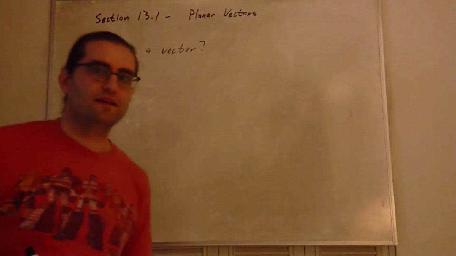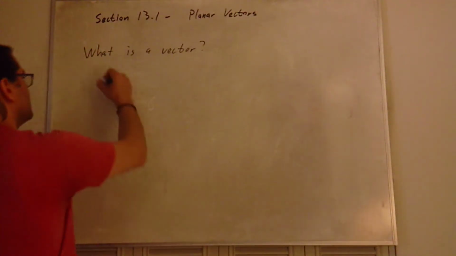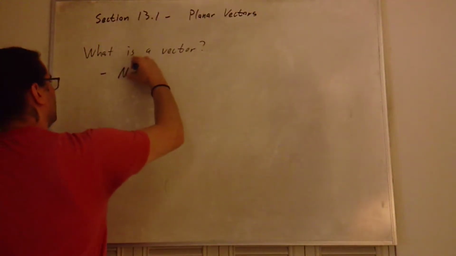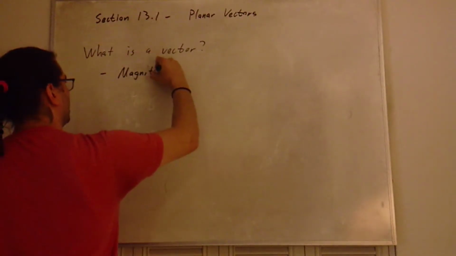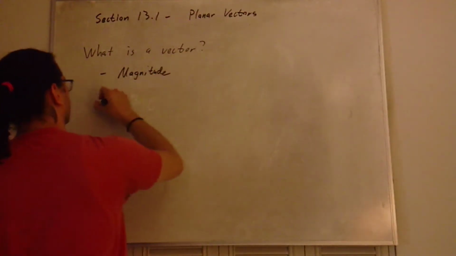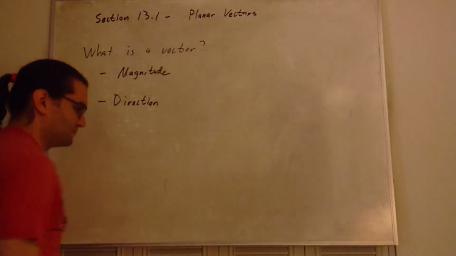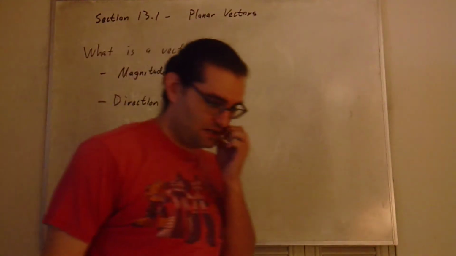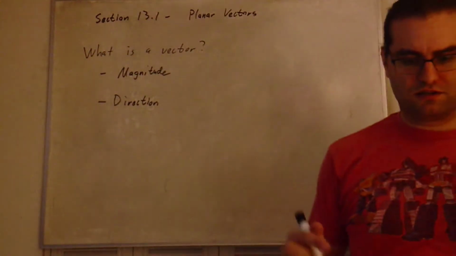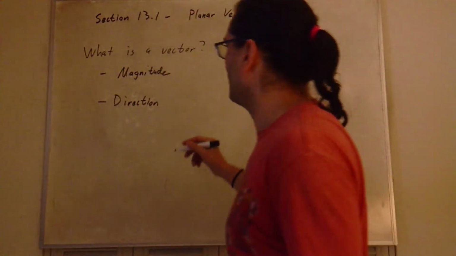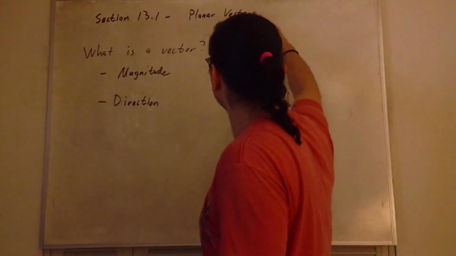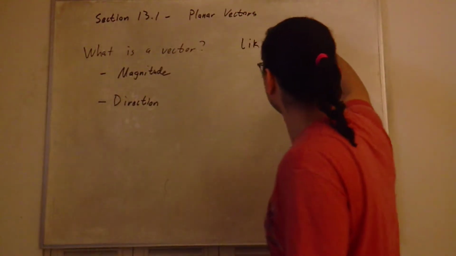I think the easiest way to describe a vector is as a magnitude and a direction. So it's like an arrow. Usually gets drawn as an arrow anyway.